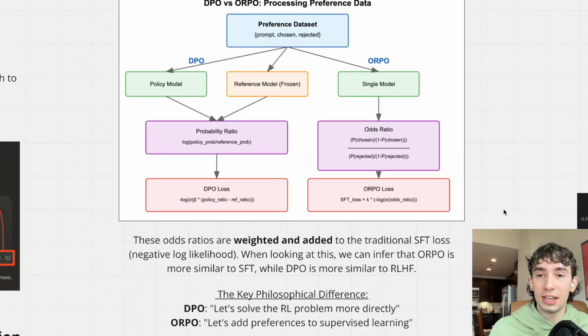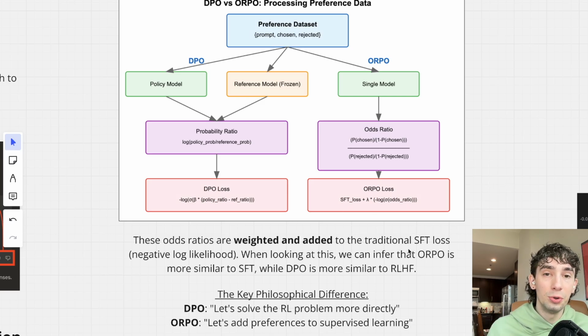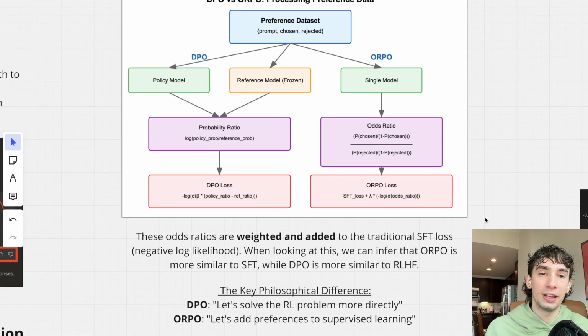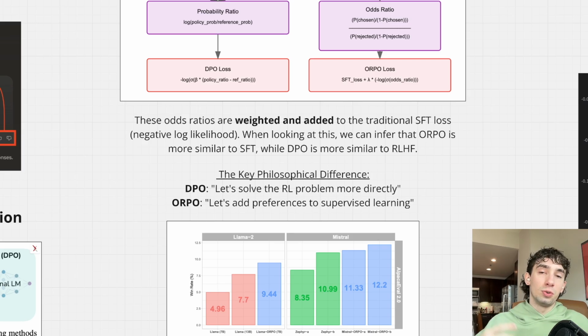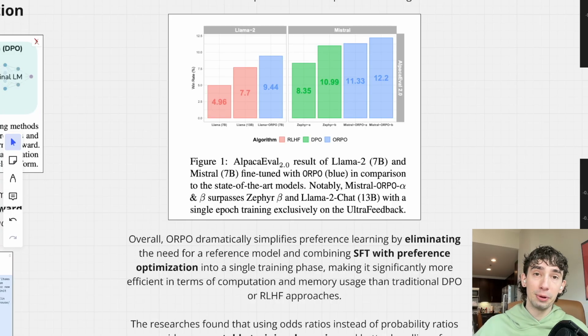And the cool part here is that these odds ratios that we're calculating during training are weighted and added to the actual traditional supervised fine-tuning loss, something like negative log likelihood. And when we're looking at this, we can start to infer that ORPO is a little bit more similar to supervised fine-tuning, while DPO is more similar to reinforcement learning through human feedback. Essentially, while both of these techniques are trying to align the language model, the key philosophical difference here is that DPO is more of a 'let's solve the reinforcement learning problem more directly', whereas ORPO is more 'let's add preferences to supervised learning'. And it turns out that ORPO is very effective.